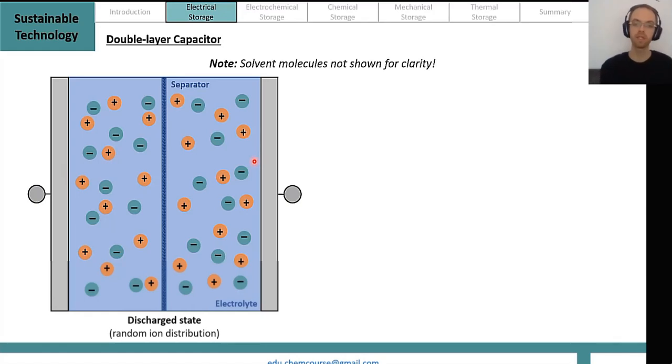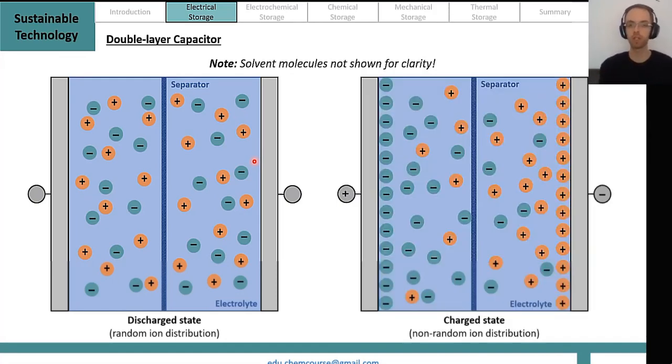And if we're in a discharged state, we basically have a random ion distribution in there. So we have a bulk situation, there's no preferential attraction to one or the other electrode, and our ions are just randomly distributed in our electrolyte. Now, if we charge our double layer capacitor, you get into a situation like this.